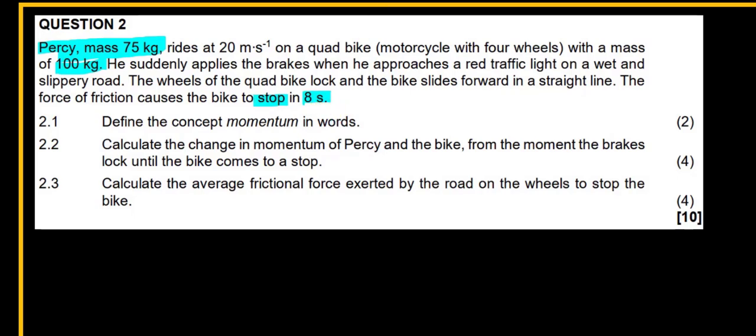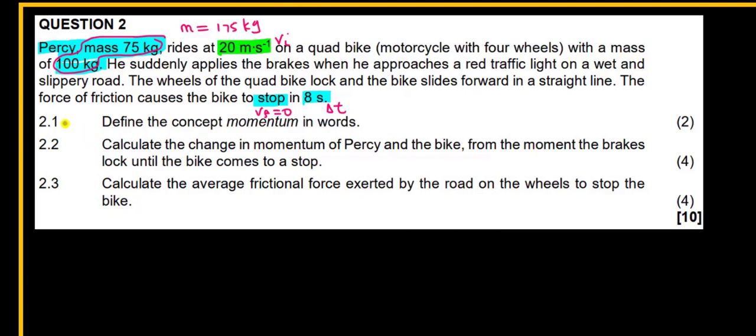Right? Very important. Highlight your given information here. So we have the mass of the rider as well as the mass of the bike here. So it means that our combined mass is actually equal to 175 kgs. He is riding at 20 meters per second. So this is our initial velocity with which he is traveling. He comes to a stop, so it means our final velocity here is 0 meters per second, and we have our delta t, which is 8 seconds.